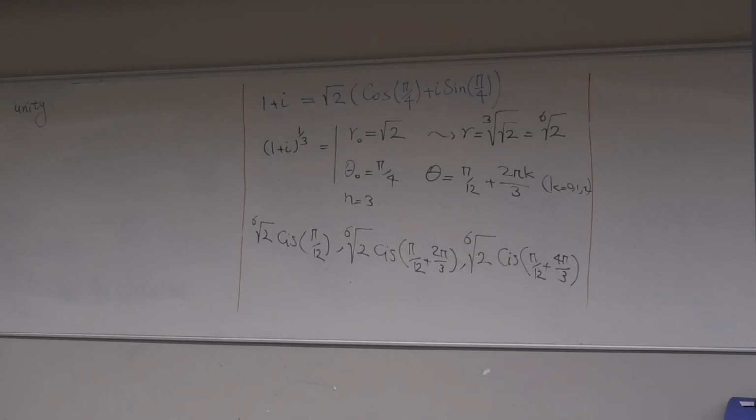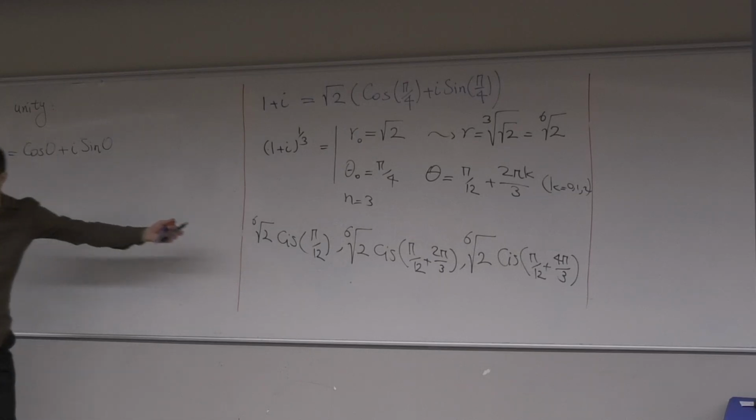It is just CIS of 0, right? Cosine of 0 plus I times sine of 0. So for 1, what is its R0? 1. What is its theta 0? 0. Now, if we want to find these roots, what should we do? We again need to write the same formula, right?